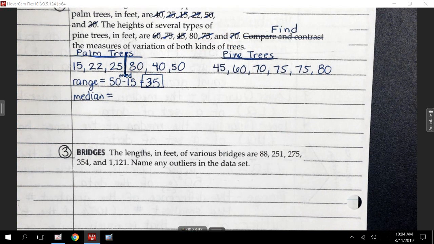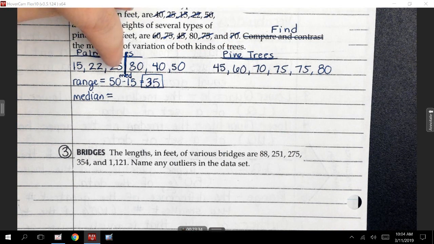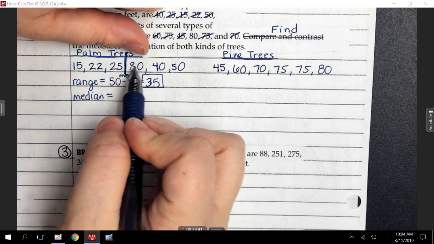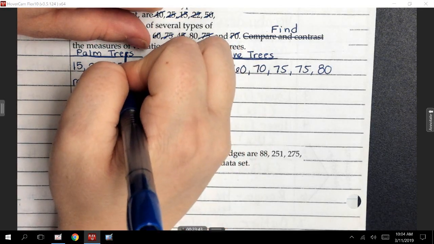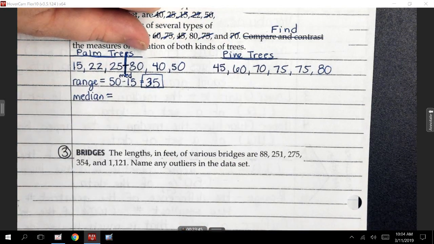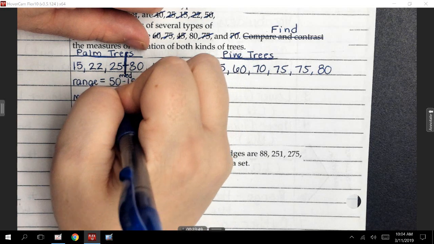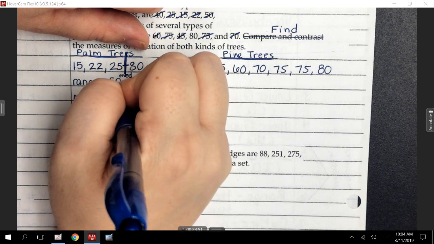Any ideas on what I can do to get a number to go with that line? Because there's not one in between them. What can I do, Hayden? All right, we're going to add those up. So if you wanted to make a little plus sign, just to remind us. So 30 plus 25, what does that give me? 55. And then what do I need to do?